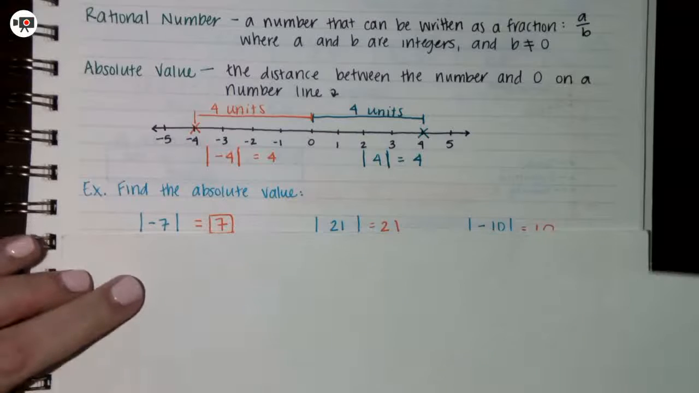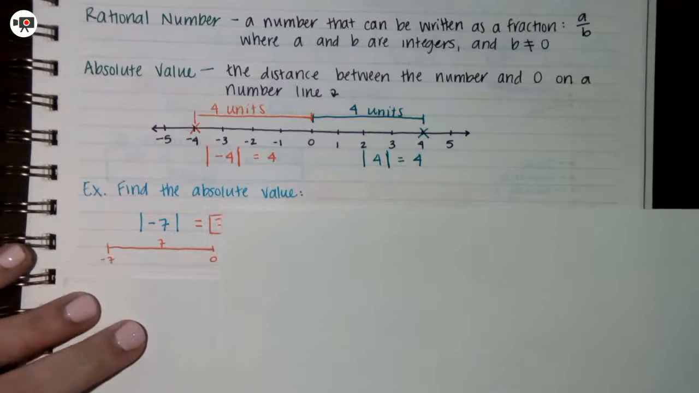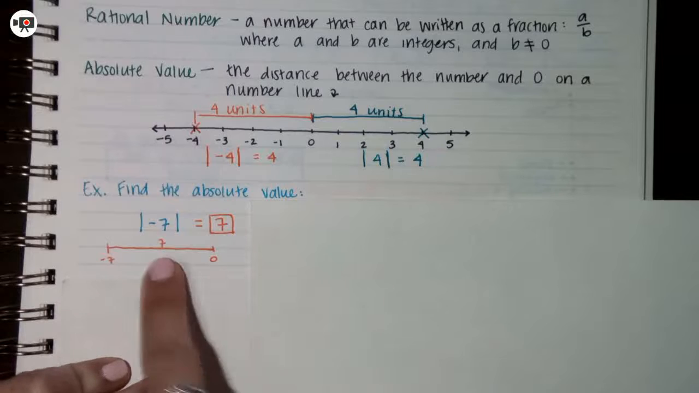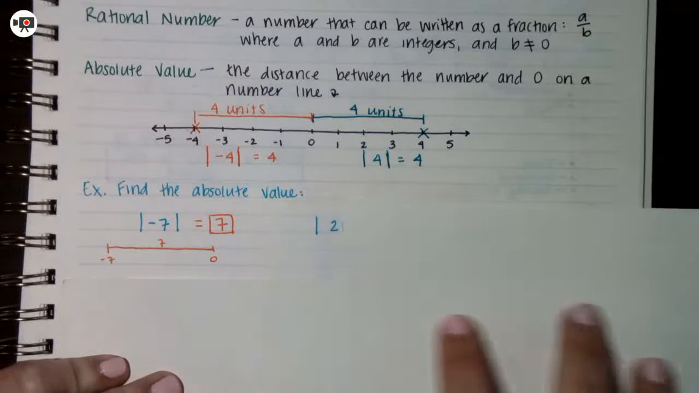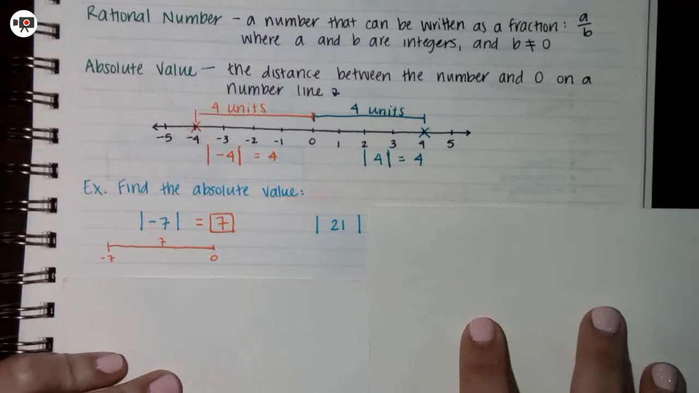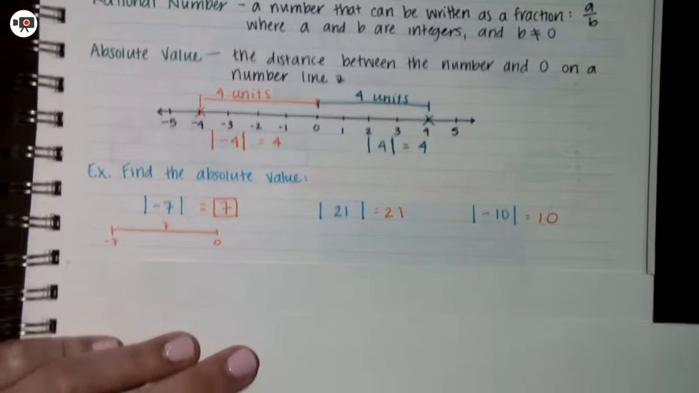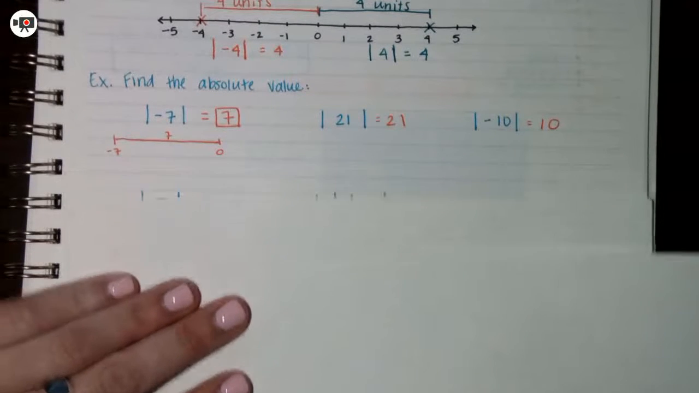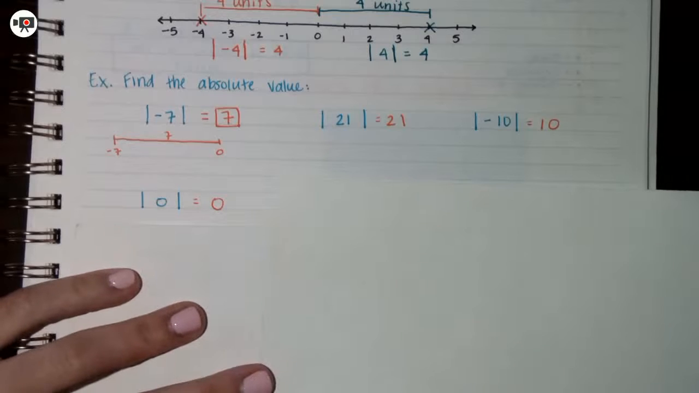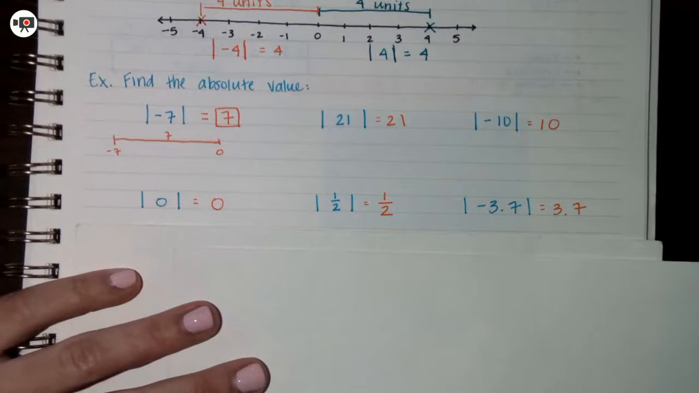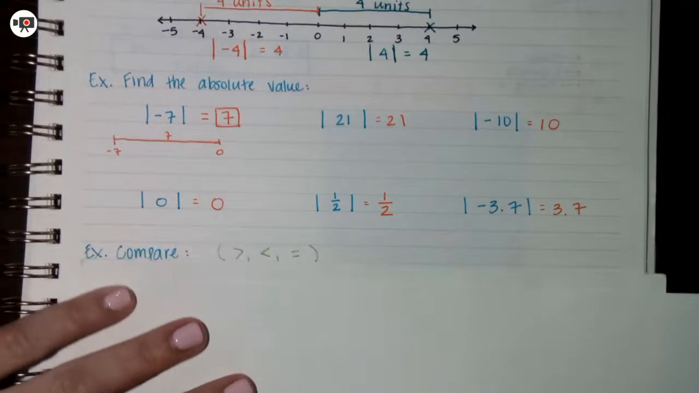So we're going to find the absolute value of these. If I have -7, I'm going to see how far away that is from 0, and that's 7 units. Absolute value of 21 is 21. Absolute value of -10 is 10. Absolute value of 0 is 0. Absolute value of 1/2 is 1/2. And the absolute value of -3.7 is a positive 3.7.